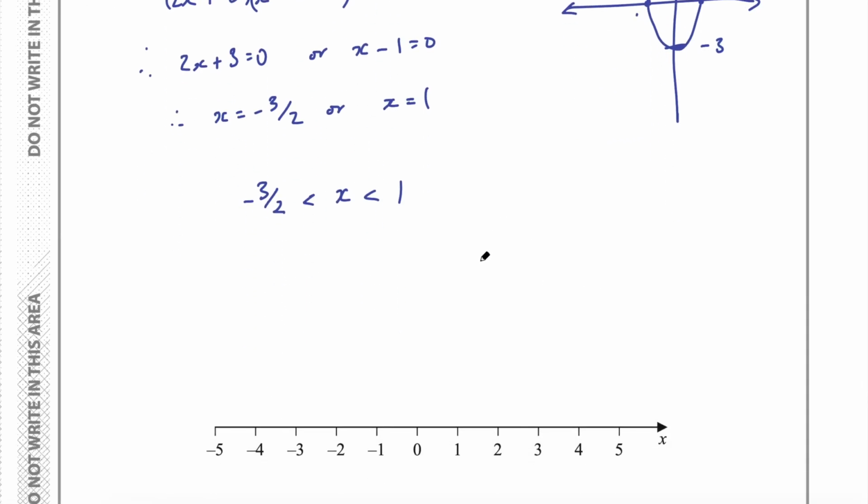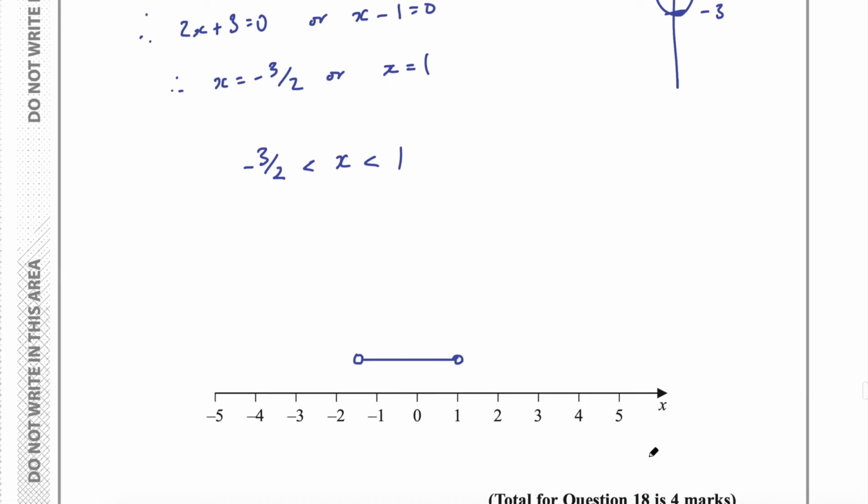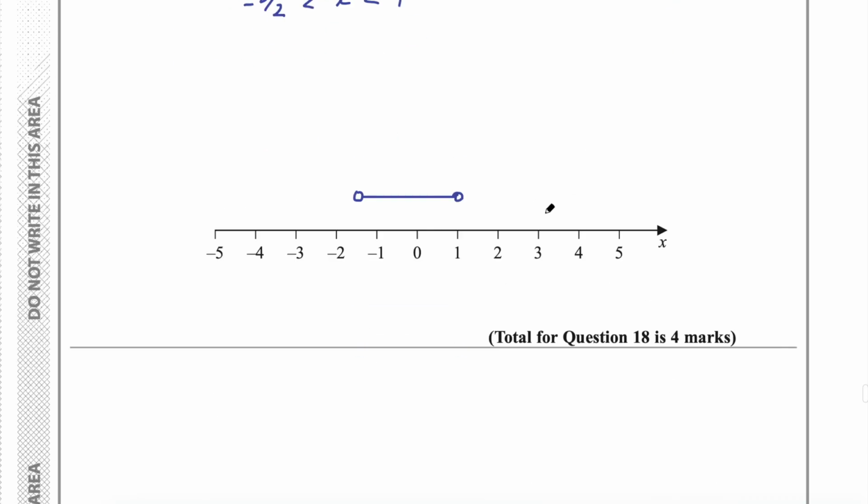Now if I want to draw that on a number line, you need empty circles because it's not less than or equal to, it's just less than. So we need to draw an empty circle at 1 and then an empty circle at minus 1.5, the same as negative 3 on 2, and then join them up with a straight line. Okay, so that represents that interval, and then you're done. And that was question 18 for 4 marks.